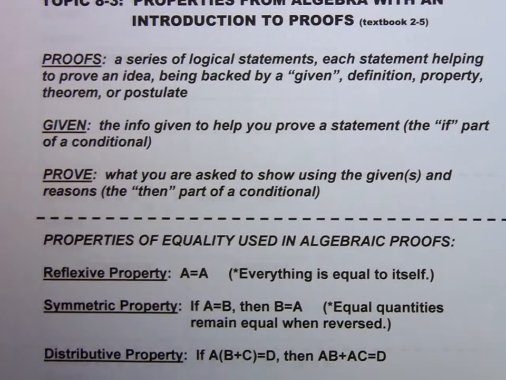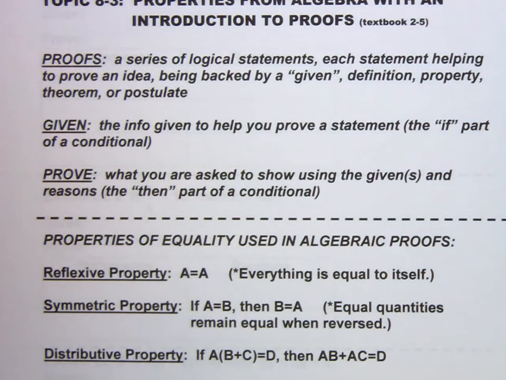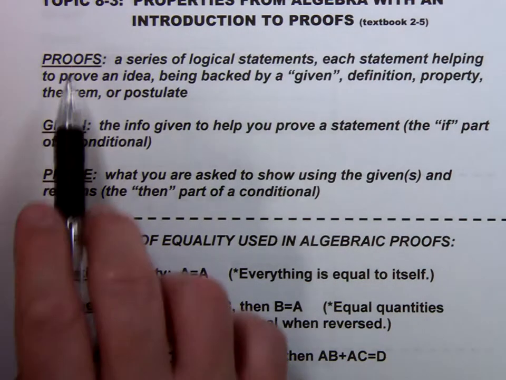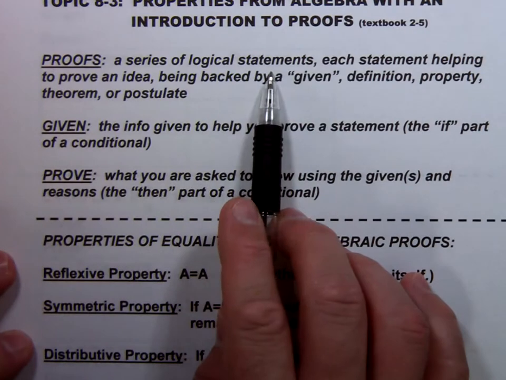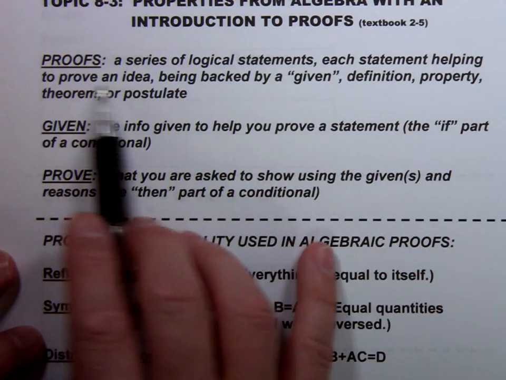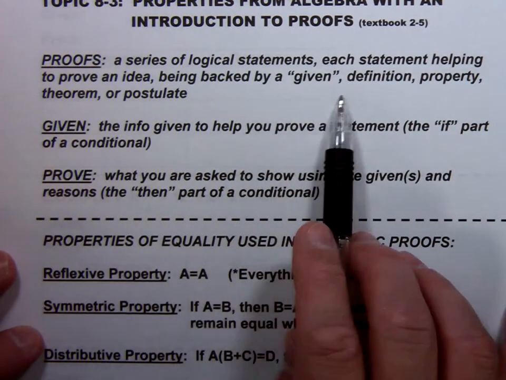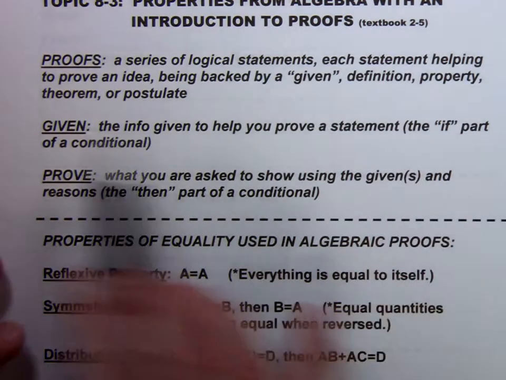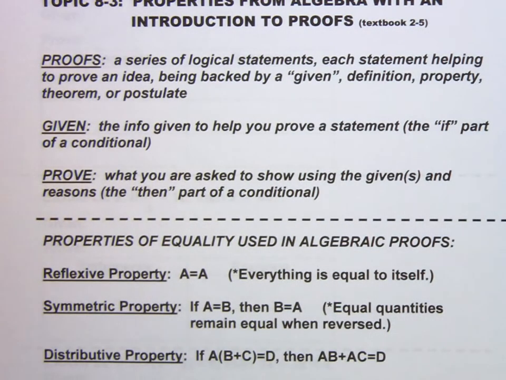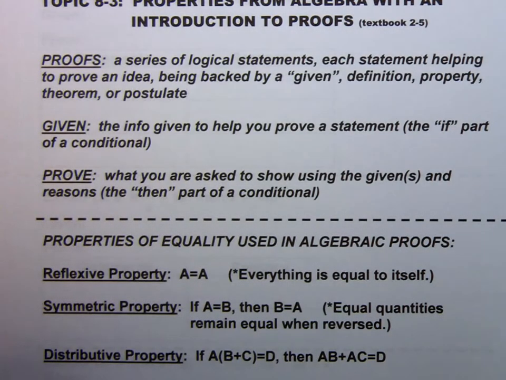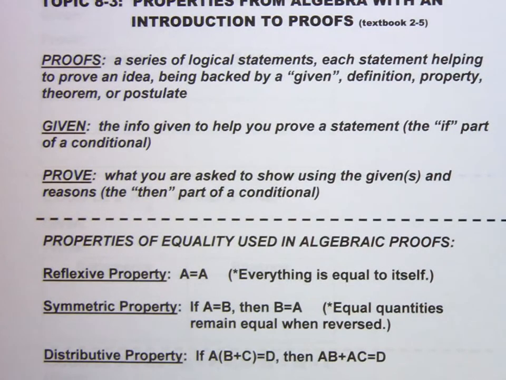Alright, we're going to start talking about proofs today. We're going to start out with algebraic proofs. A proof is a series of logical statements, each statement helping to prove an idea being backed by a given, definition, property, theorem, or postulate. So, in other words, every step that we do in solving a problem or proving a point, we have to give evidence or support for each step.